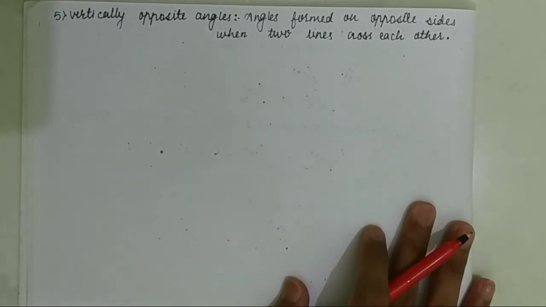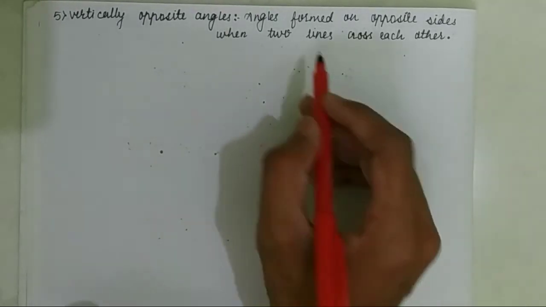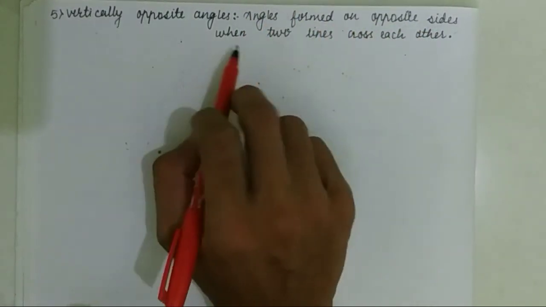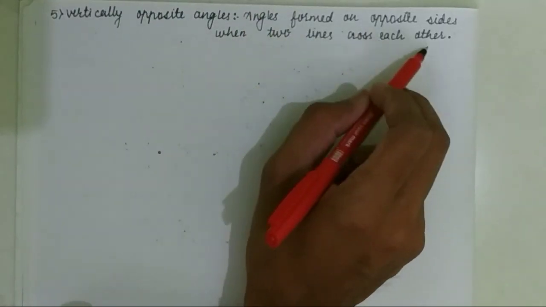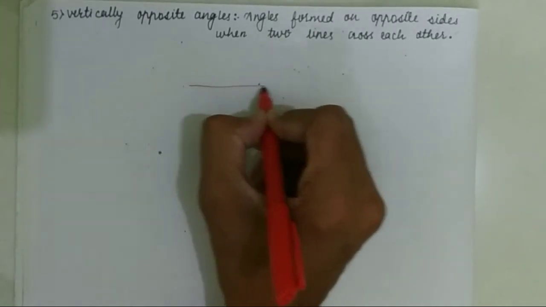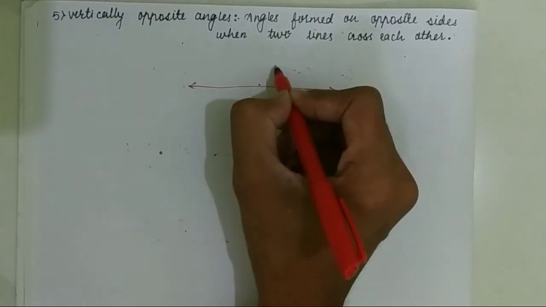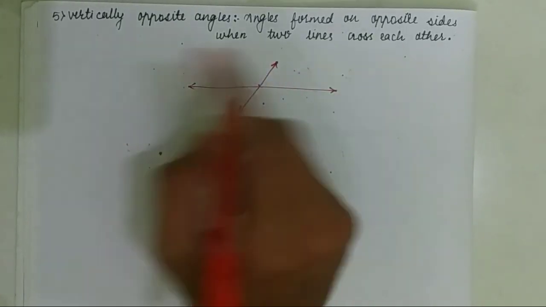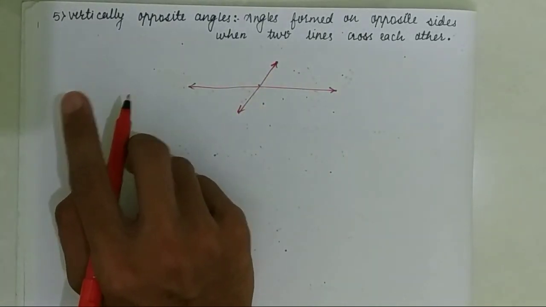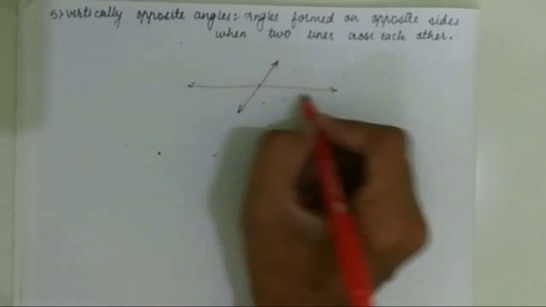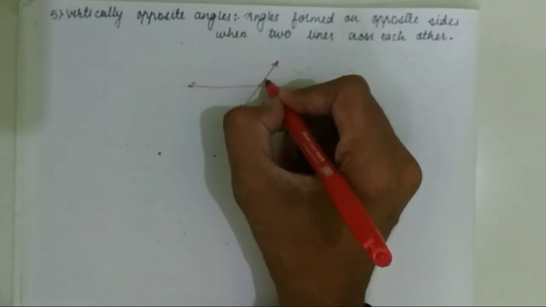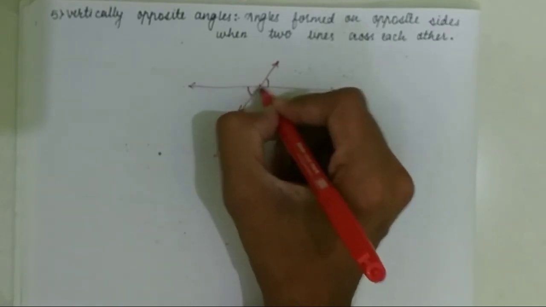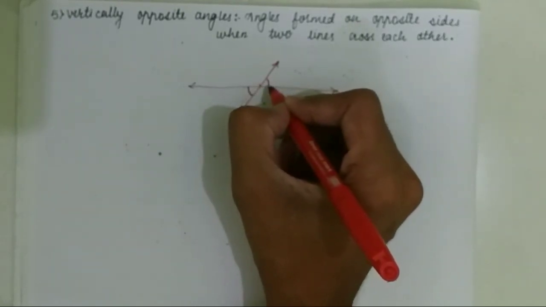Last one is vertically opposite angles. What are vertically opposite angles? Angles formed on opposite sides when two lines cross each other. When two lines cross each other, these two lines are intersecting each other. We have previously studied that when two lines are crossing each other, they are called intersecting lines. And the angles made on the opposite sides, means these two are angles on the opposite sides.